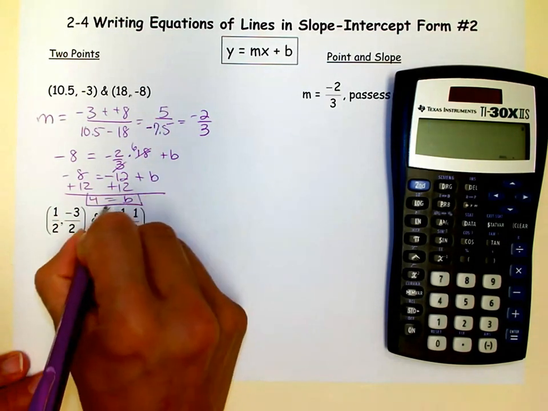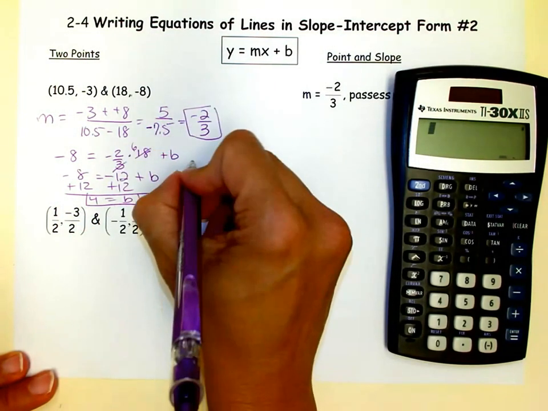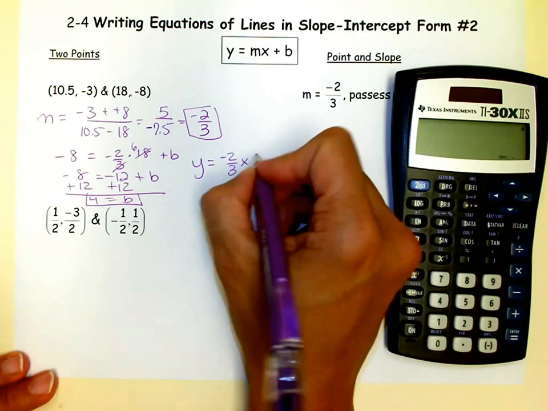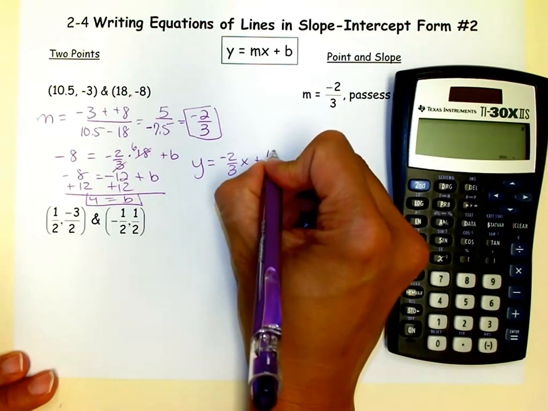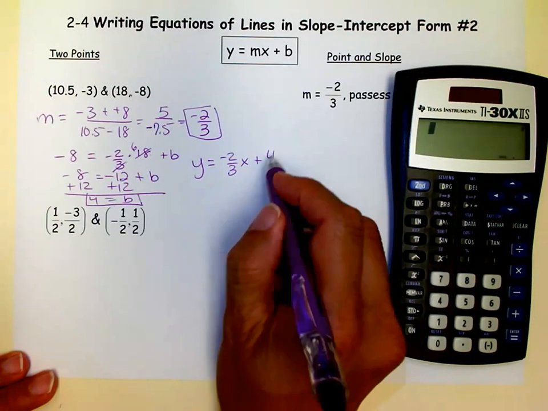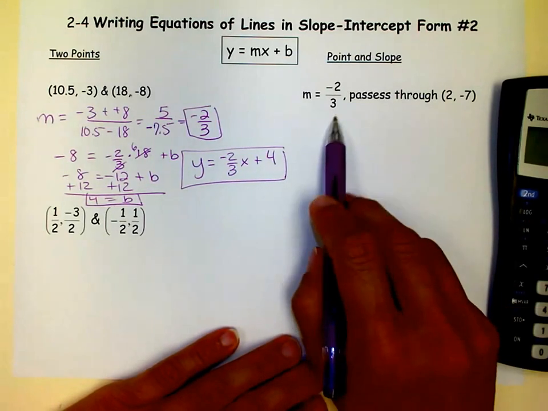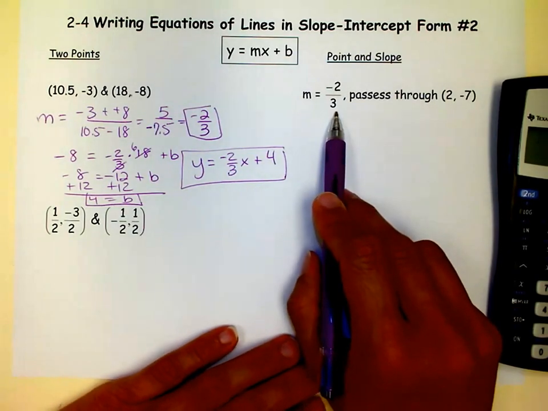So now I have my b and my m, so now I can write my equation in slope-intercept form, because all I need is a slope and a y-intercept. And that's the answer.